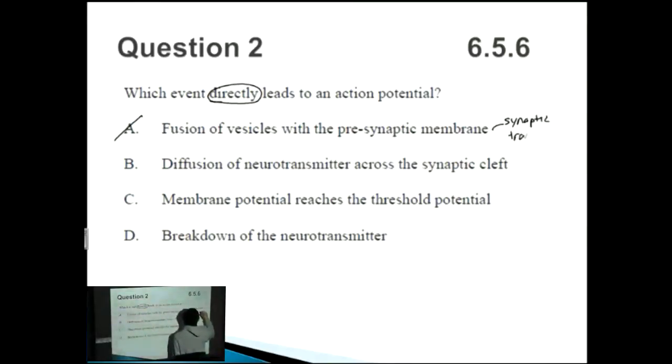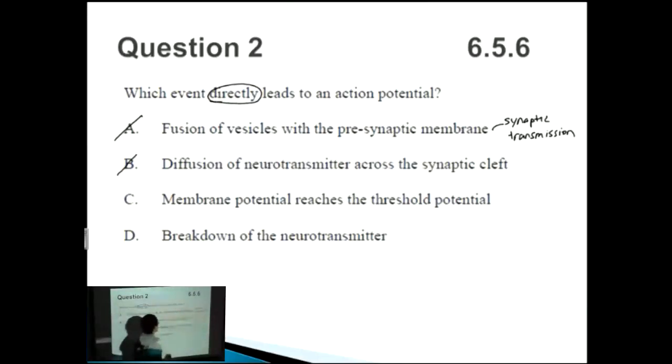and this will ultimately lead to an action potential, but a lot later on down the track, because after the fusion of the vesicles with the presynaptic membrane, you have a number of steps afterwards. So it's not that one. B, diffusion of neurotransmitter across the synaptic cleft.